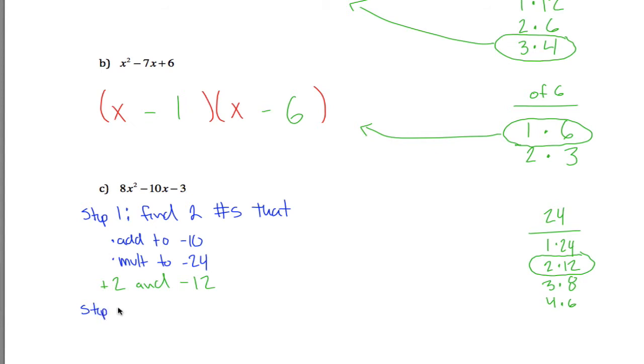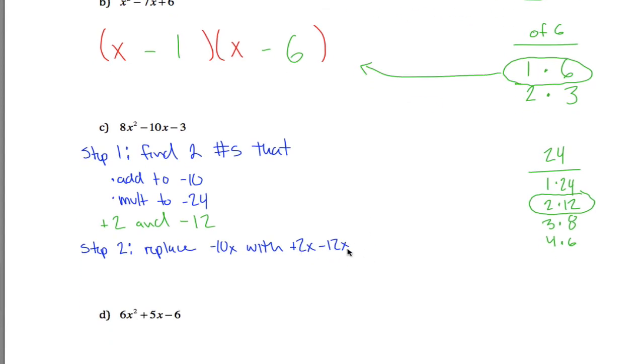Down here, you're not. Down here in step 2, I'm going to replace my -10x with what I just found, positive 2x minus 12x. Plus 2x minus 12x is the same as minus 10x, but by replacing the minus 10x with this, 8x squared plus 2x minus 12x minus 3, I now have 4 terms, and I can do my final step, which is factor by grouping.